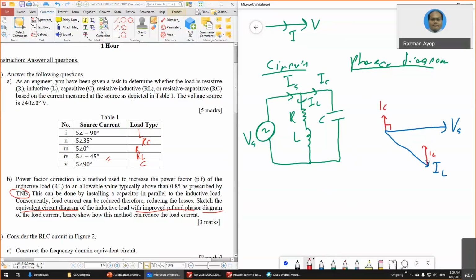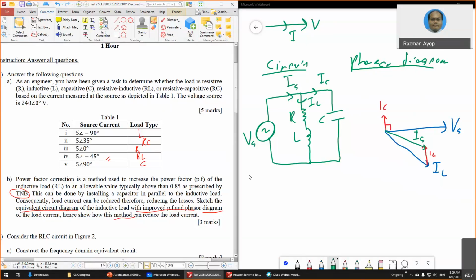IC. Make sure it is horizontal, vertical. Okay, 90 degree horizontal, vertical. You cannot make it slightly to the left or to the right, because this is capacitance. And then you draw a new line, which is this one. This is IS. So if you draw this, you get 1 more mark, and then you have to explain the answer.